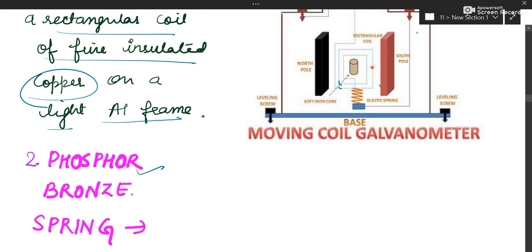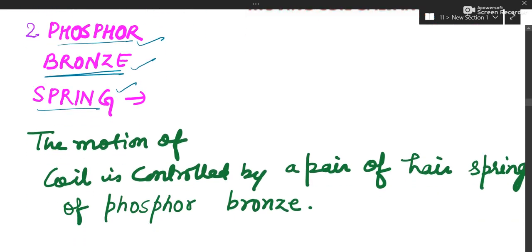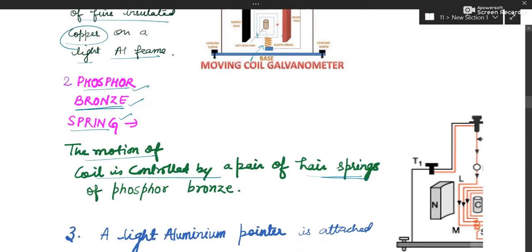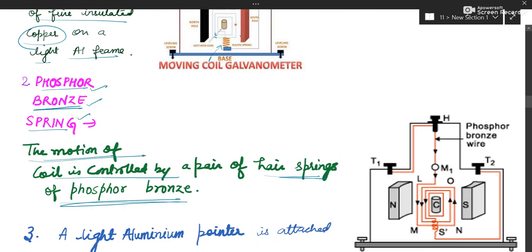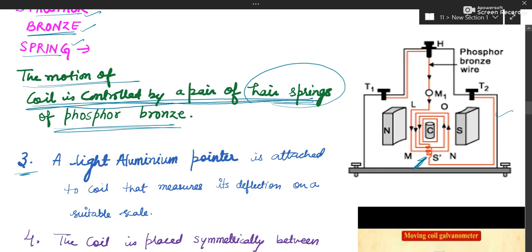Second, there is a phosphor bronze spring. So there is a spring which is made up of phosphor bronze. This material name you have to write. The motion of the coil is controlled by a pair of hairsprings, thin hairsprings of phosphor bronze. The motion of the rectangular coil or circular coil is controlled by the spring. So the spring will bring it back. So it will provide restoring torque. You can draw this diagram also, though both are same. So this spring we are talking about. Coming to third, there is a pointer.